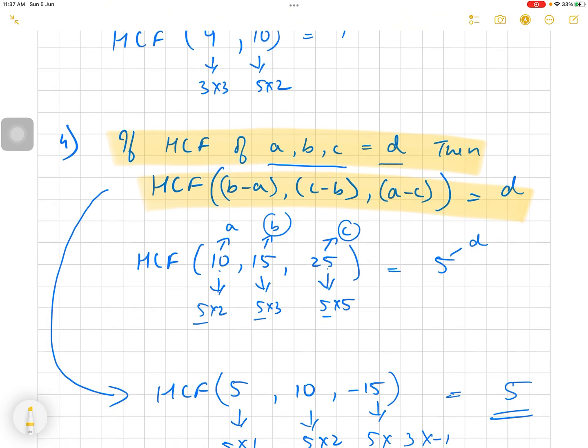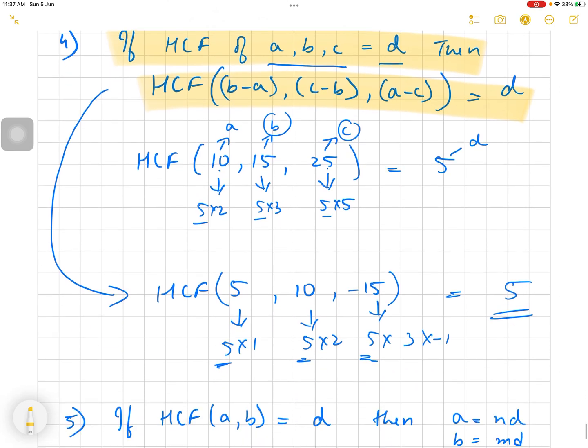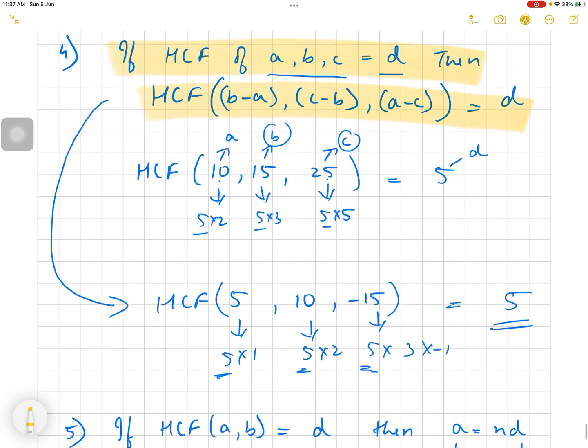If HCF of A, B, C is equal to D, then HCF of B minus A, C minus B and A minus C is also D, and I have proved it using the example, right? HCF of 10, 15 and 25 is 5, and when you do B minus A, C minus B and A minus C, you get the same answer. So that means it's true.